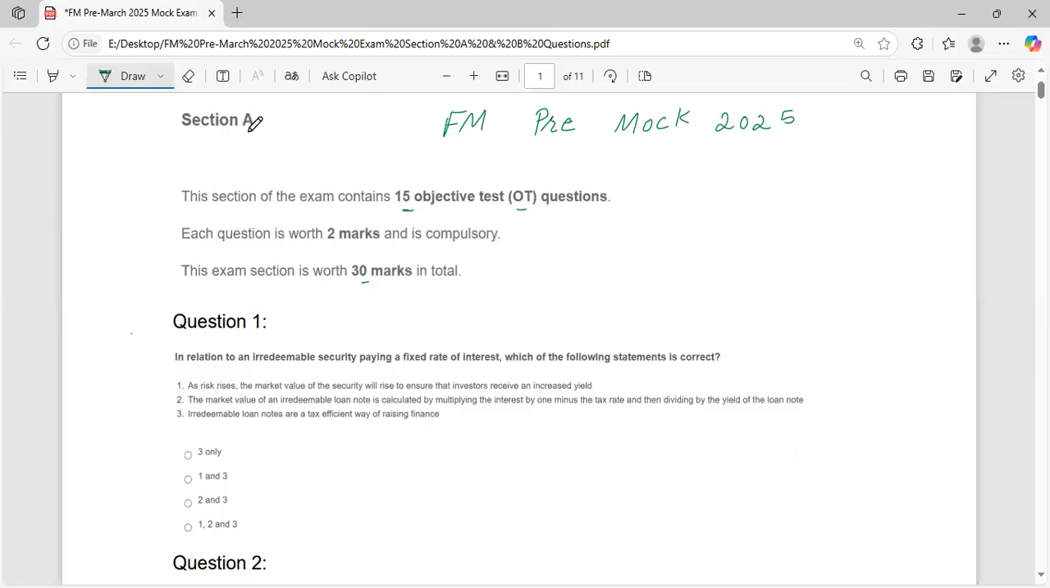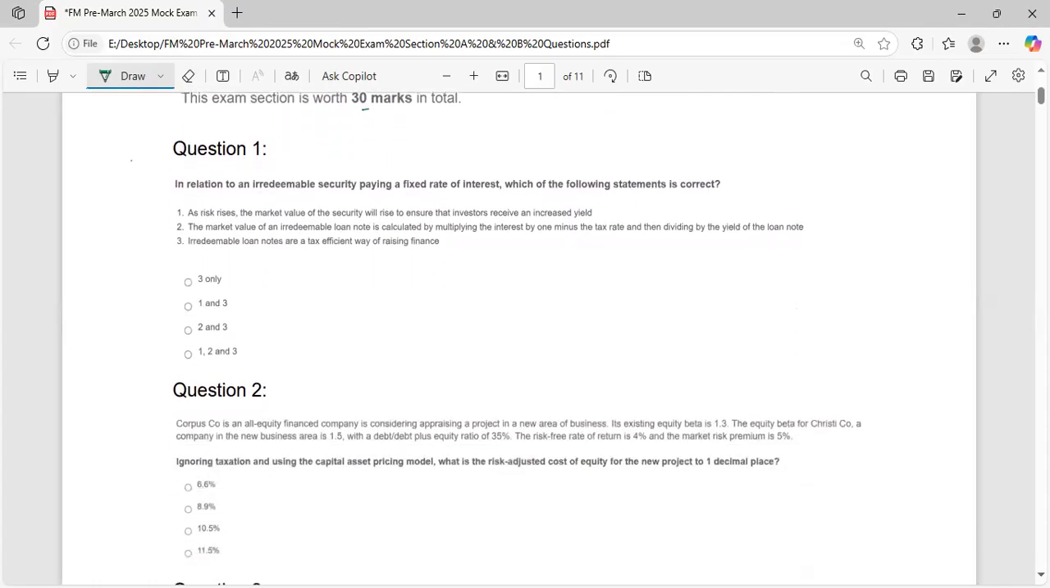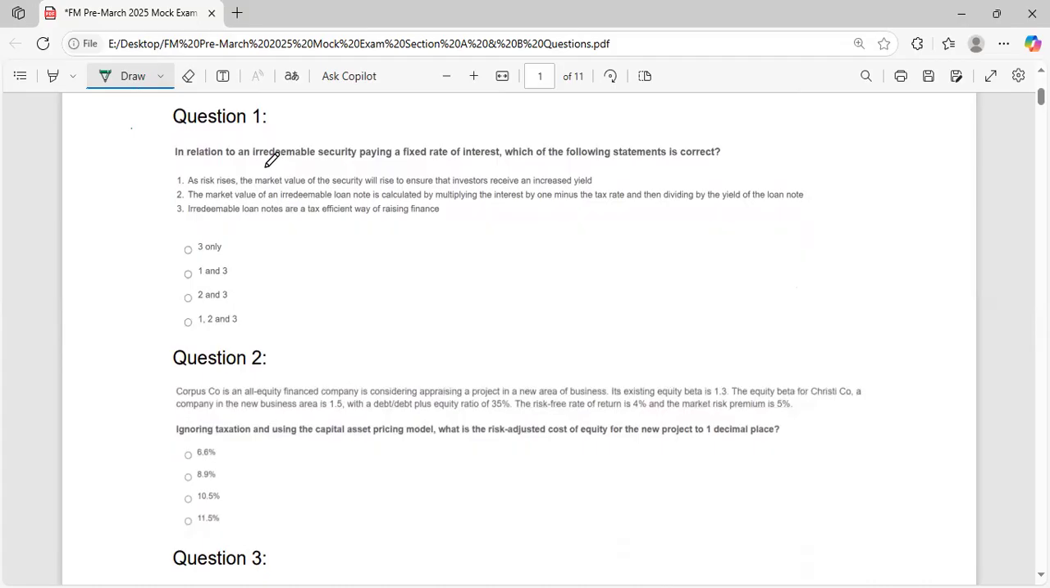Now we are calculating our section A for FM pre-mock 2025. It is issued by ACCA. We converted it into PDF format. In relation to irredeemable security paying a fixed rate of interest, which of the following statements is correct?